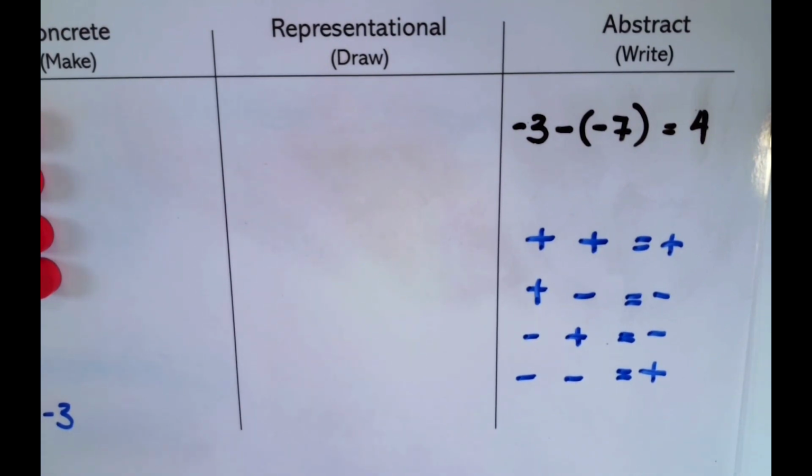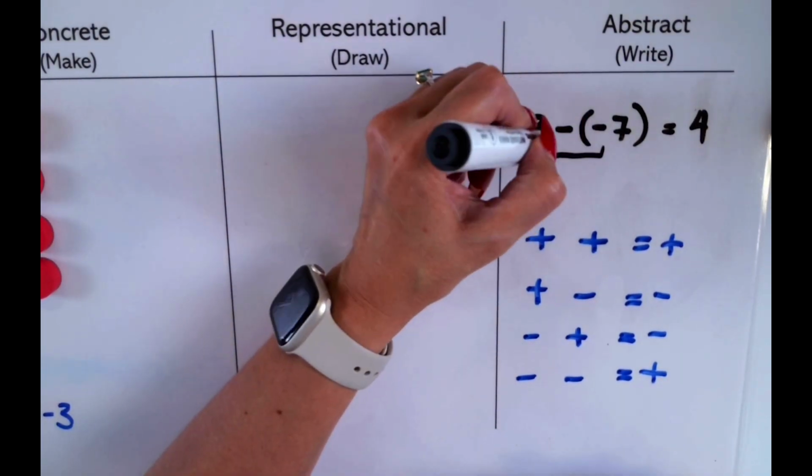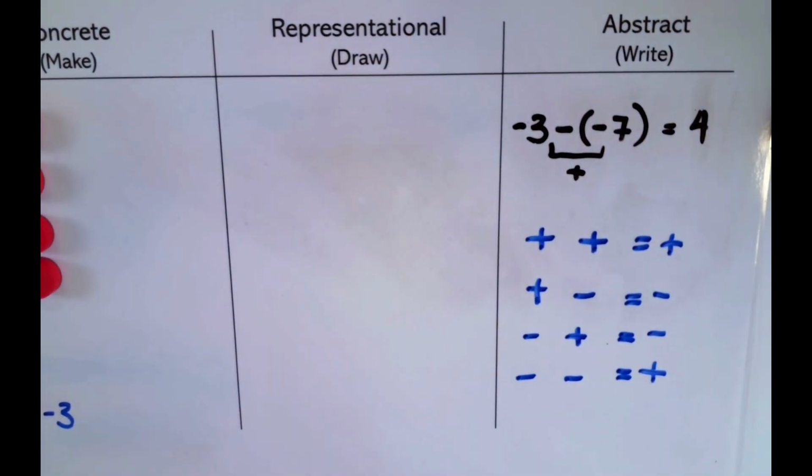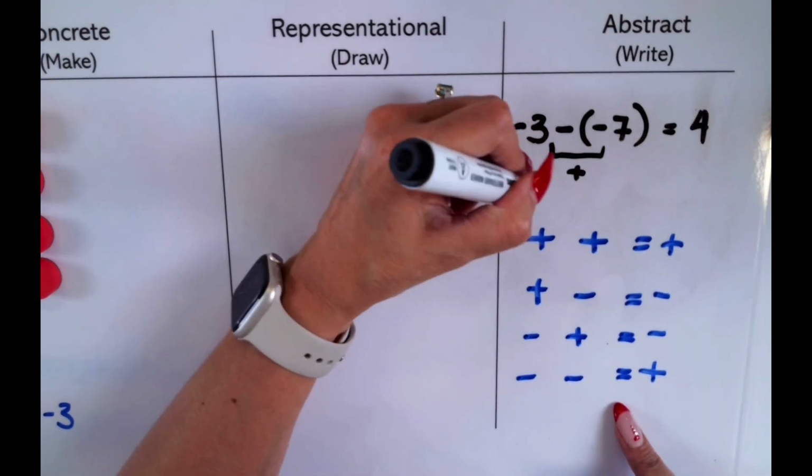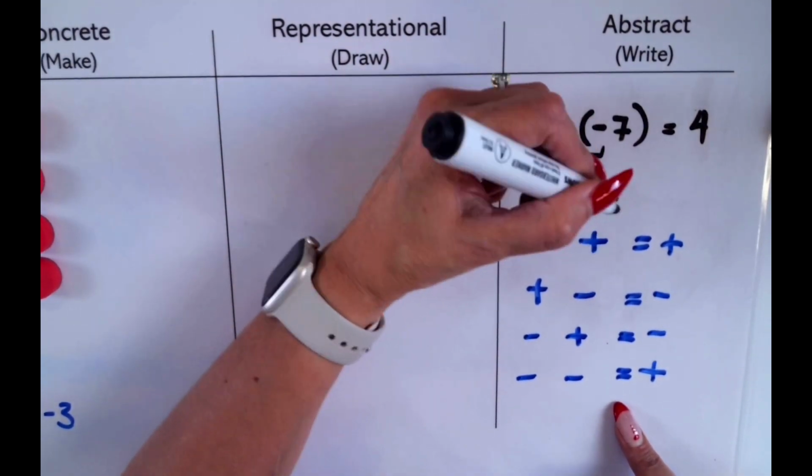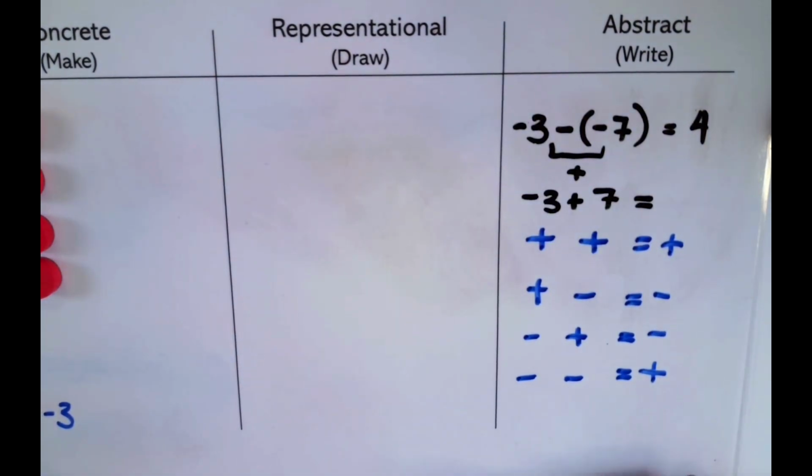Why do they exist? A lot of the times we don't know. We just tell kids that's the rule. But when we use this method, we start to understand why the rules actually exist. So in this case, if I was to solve this abstractly, I would look at the fact that this negative next to a negative is going to make a positive. So I can then say -3 plus 7. Okay, so that's what my equation actually looks like.